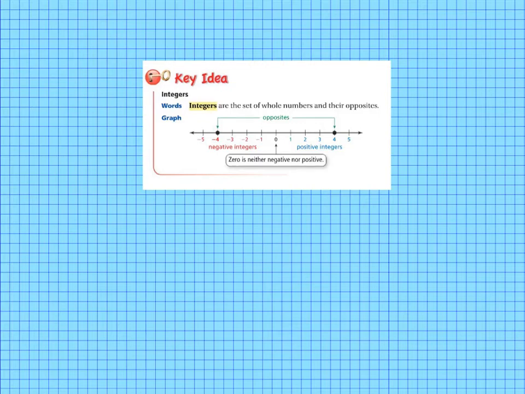Here's your key idea. Integers are the set of whole numbers and their opposites. So on a number line, it's the counting numbers, the positive counting numbers, and all of their opposites. So all of those same numbers with negative signs in front of them. And then you need to remember that 0 is neither negative nor positive.